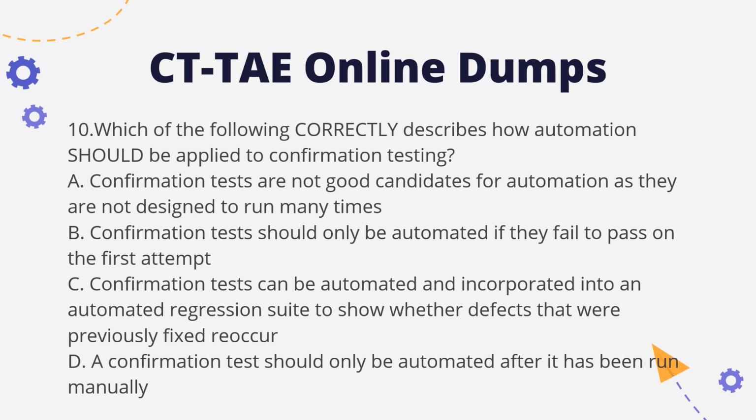10. Which of the following correctly describes how automation should be applied to confirmation testing? A. Confirmation tests are not good candidates for automation as they are not designed to run many times. B. Confirmation tests should only be automated if they fail to pass on the first attempt. C. Confirmation tests can be automated and incorporated into an automated regression suite to show whether defects that were previously fixed reoccur. D. A confirmation test should only be automated after it has been run manually.